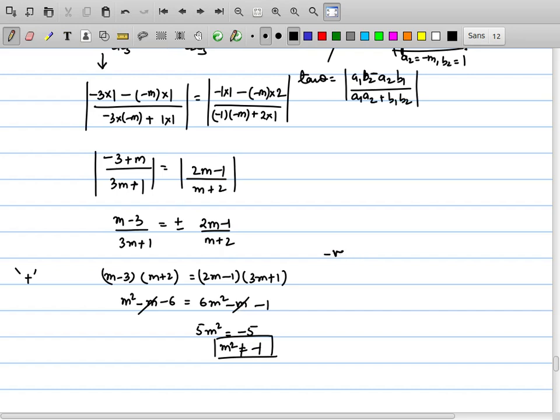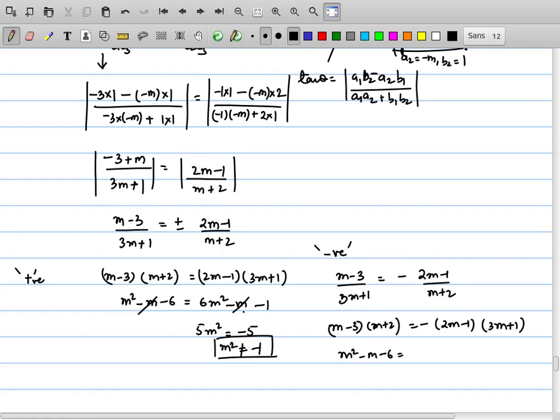Now if we take the negative sign, this was the positive sign. Negative sign: (m minus 3) upon (3m plus 1) will be equal to minus (2m minus 1) upon (m plus 2). On cross multiplying, we have m minus 3 into m plus 2 equals minus of 2m minus 1 into 3m plus 1. So what will we get? m square minus m minus 6, and we get the same terms but with the sign changed: minus 6m square plus m plus 1. So this becomes 6m square plus m square, 7m square, and this becomes minus 2m, and this becomes minus 7.